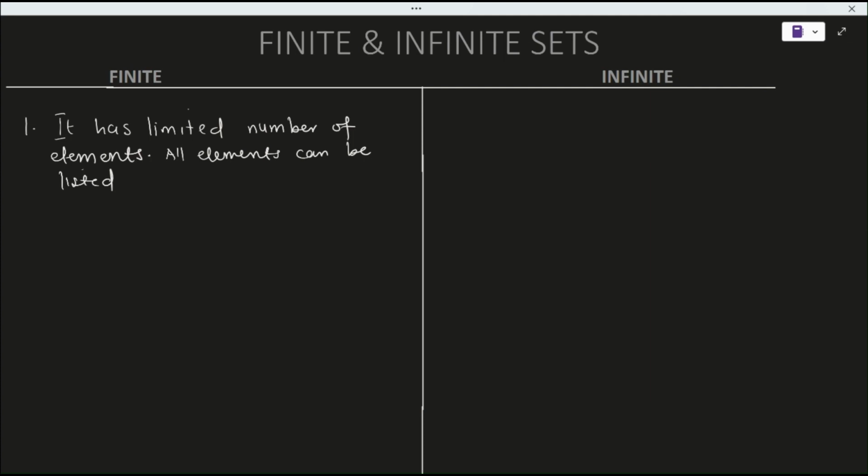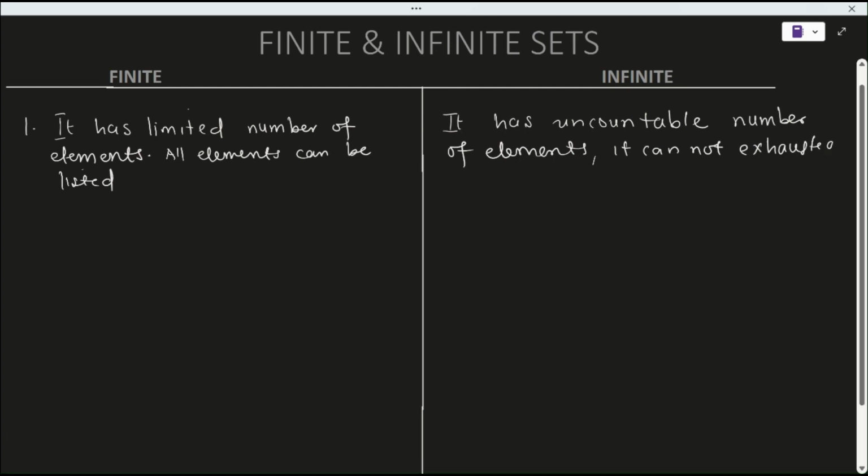But if we say a set is infinite, infinite simply means what? This type of set has an uncountable number of elements. In other words, it cannot be exhausted, so you cannot list all its elements. So take note, here is finite, here is infinite.